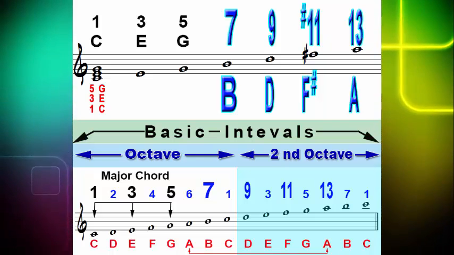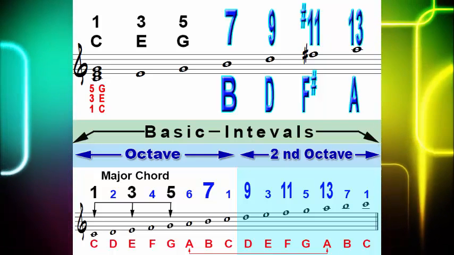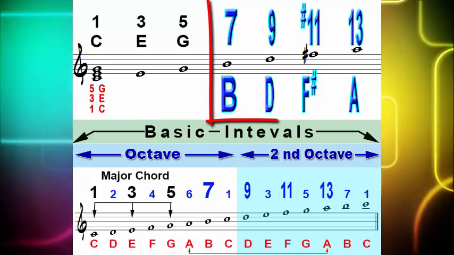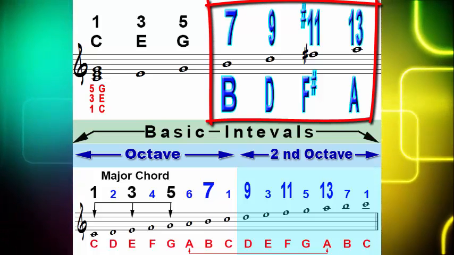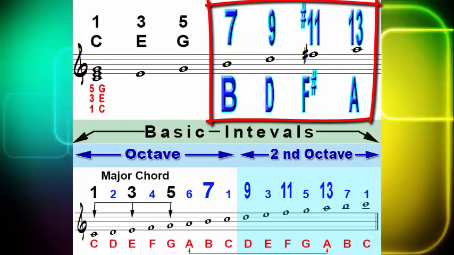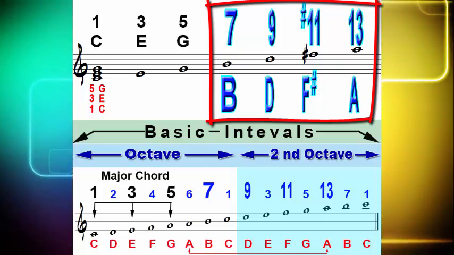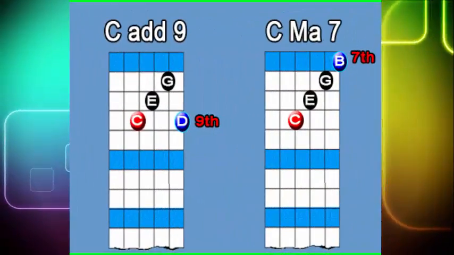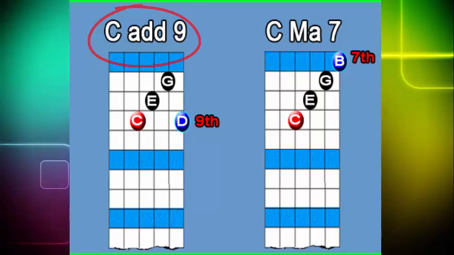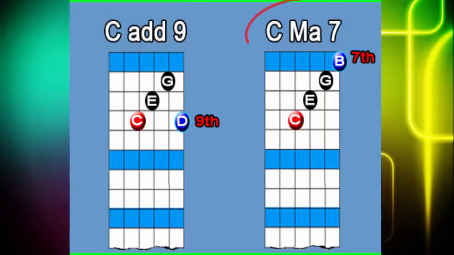I prefer to call that A note the 6th and not the 13th. The tensions, or extensions, are the notes that add interest and color and character to the chords, such as in the case of C add 9, or the beautiful C major 7.